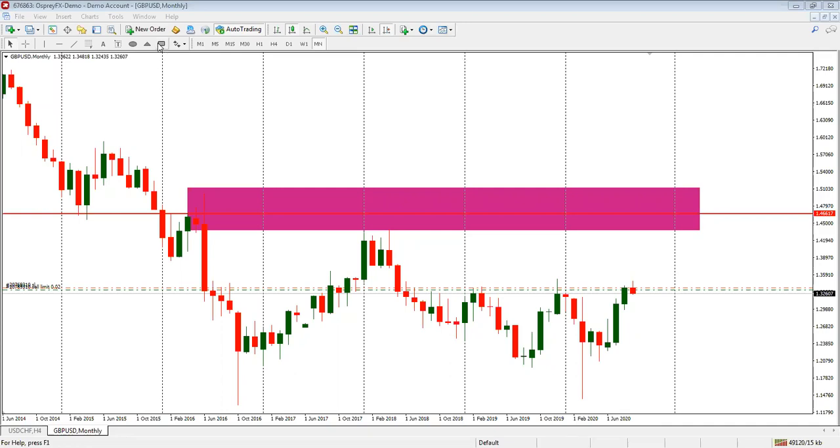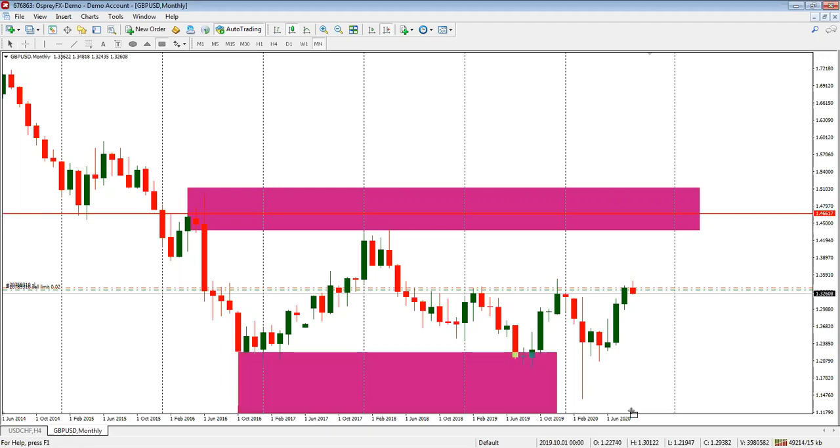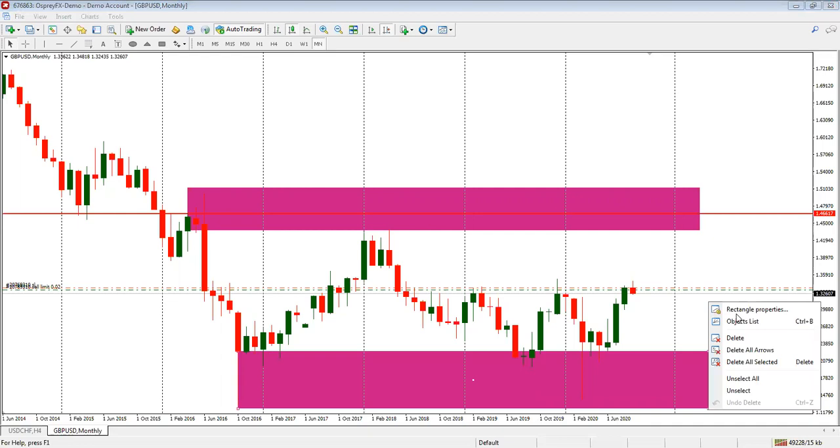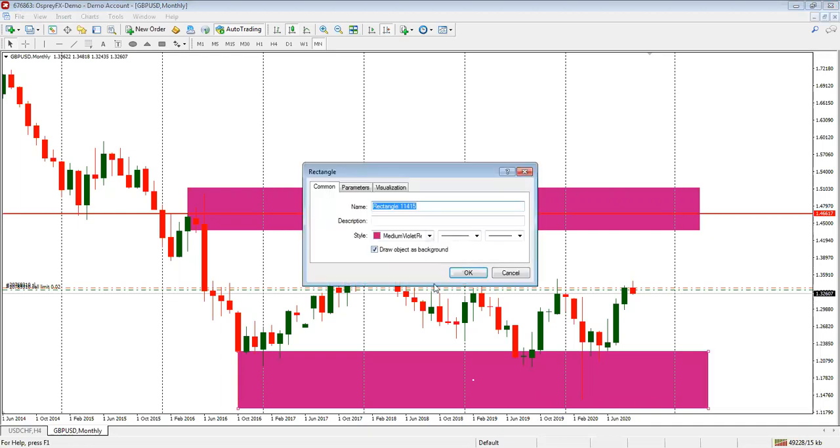Guys, multiple time frame analysis is very important for trading success. So never just look at the 1 hour and trade the 1 hour without knowing what is happening on the monthly, weekly and daily. This is an area where I can draw my monthly area of demand. I'll change the color, maybe to blue.